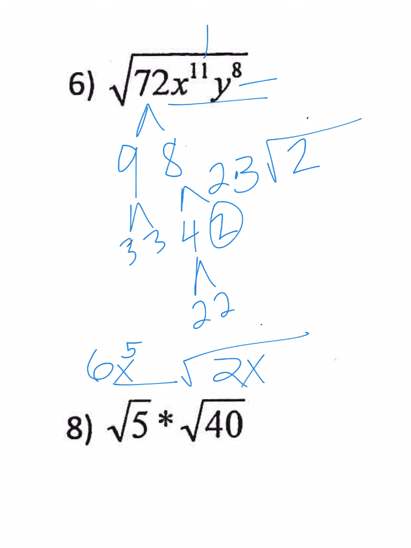If I have 8 of something, I have 4 pairs. If I'm thinking about shoes, if I have 8 shoes, I have 4 pairs of shoes. So they're going to come out as y to the 4th, and I don't have any left over because they all paired up. So it looks like my answer is 6x to the 5th, y to the 4th, radical 2x.